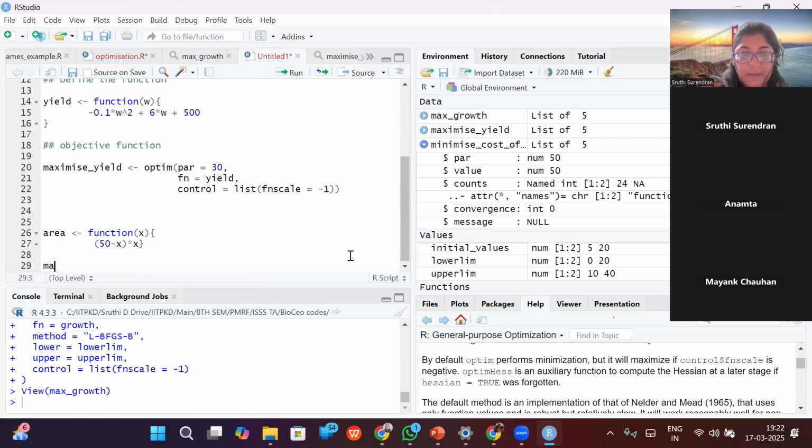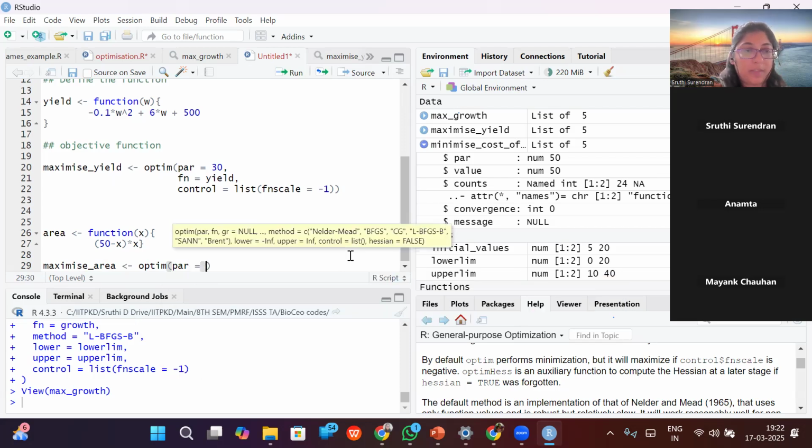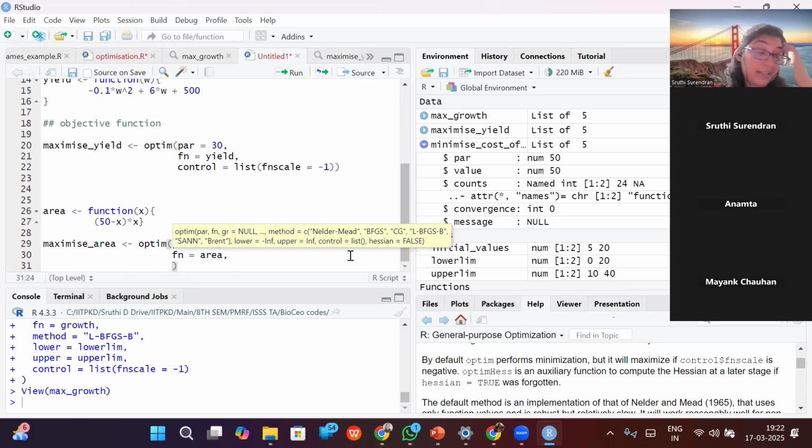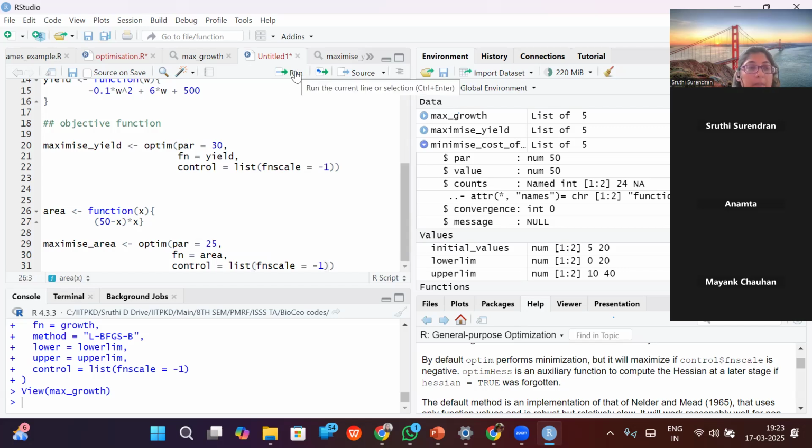Now, our objective function is to maximize the area, and we use optim. The initial value of the parameter, I'm just putting some value. Okay, Mayank gave us 25, so let's see if it is 25 itself. Function is equal to area. Now, another important thing, since it is maximizing, we have to use this control argument and provide the component fnscale is equal to -1. Now, let us see if we can get the optimal parameters of x.